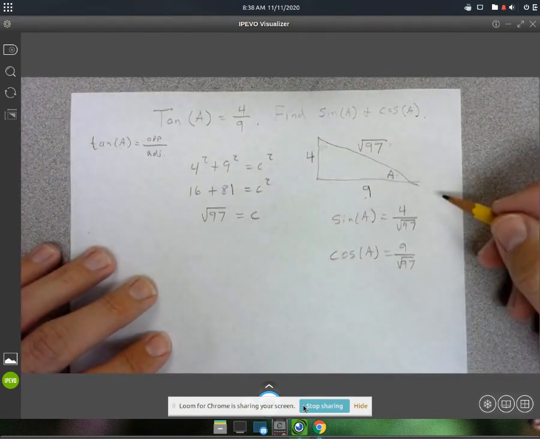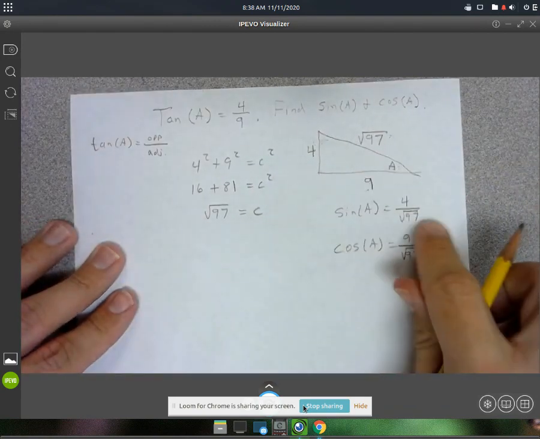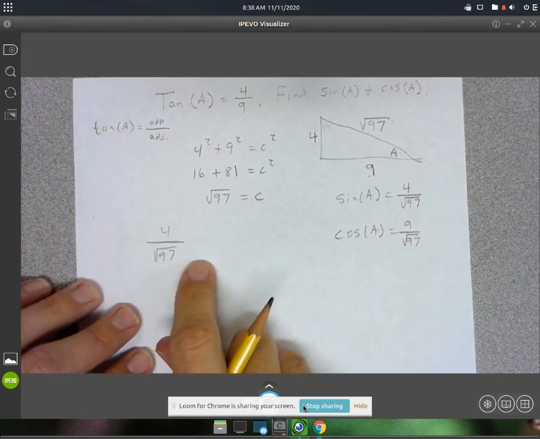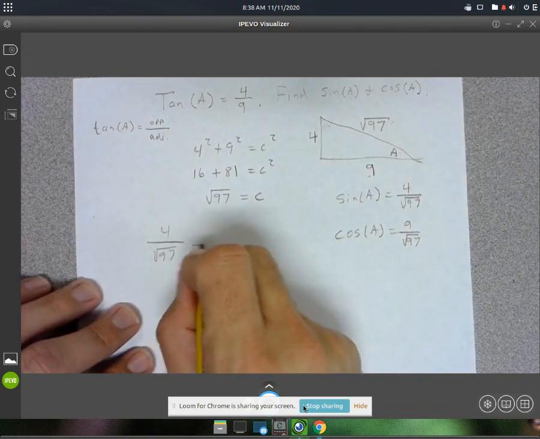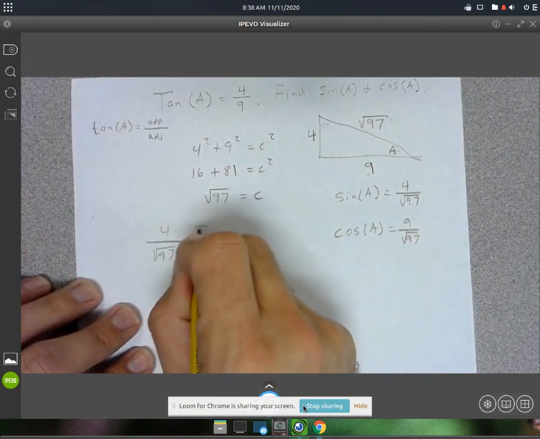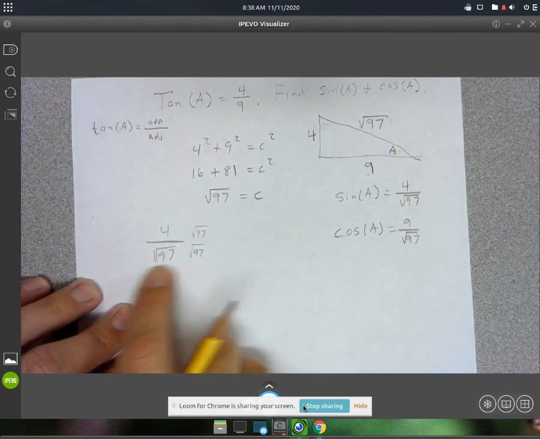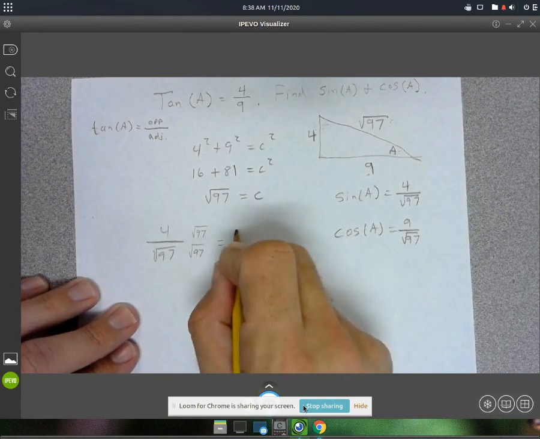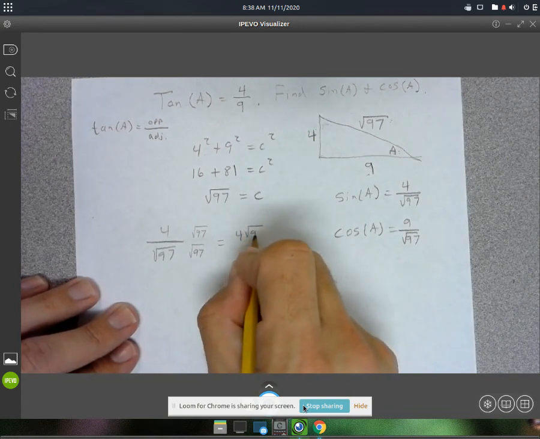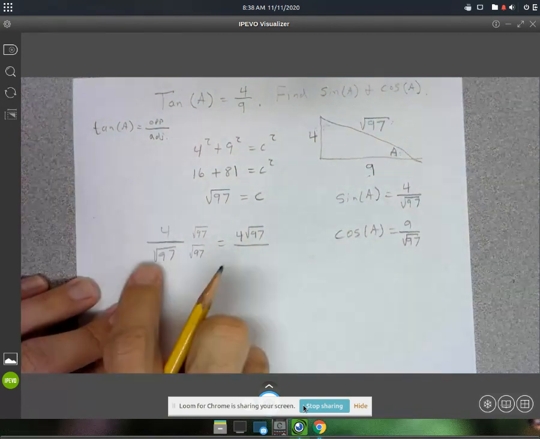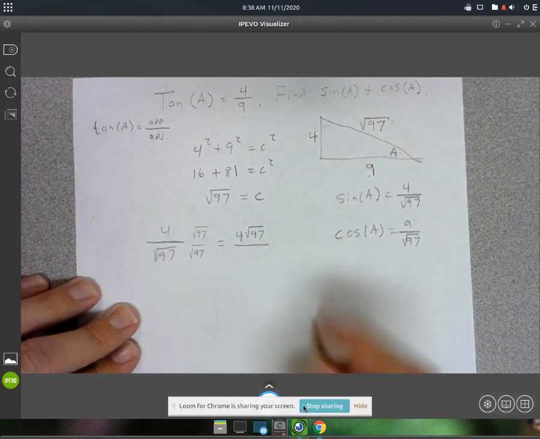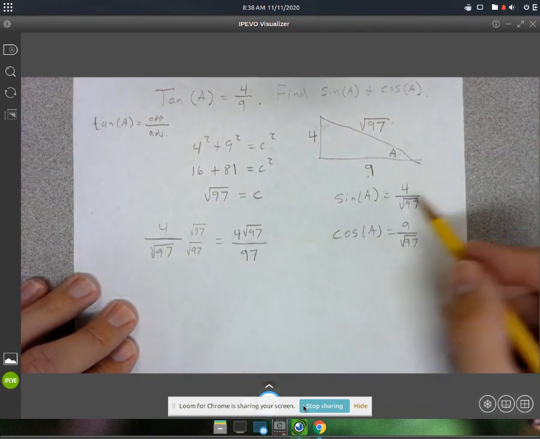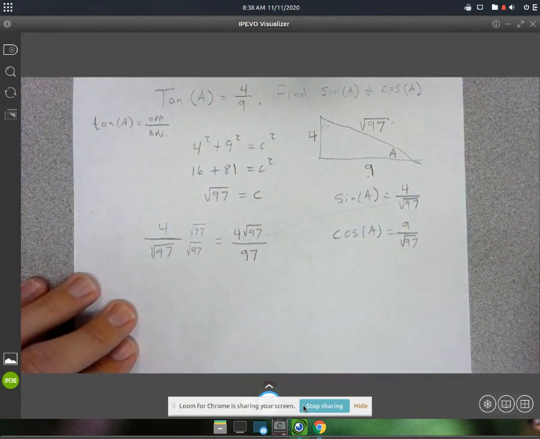But when you go to simplify it, so the 4 over root 97, you want to multiply top and bottom by root 97, so that this becomes a non-square root. So this is going to give you 4 root 97 on top, and on bottom, because you have 2 square roots of 97, you're just going to wind up with 97. So that's equal to your sine.